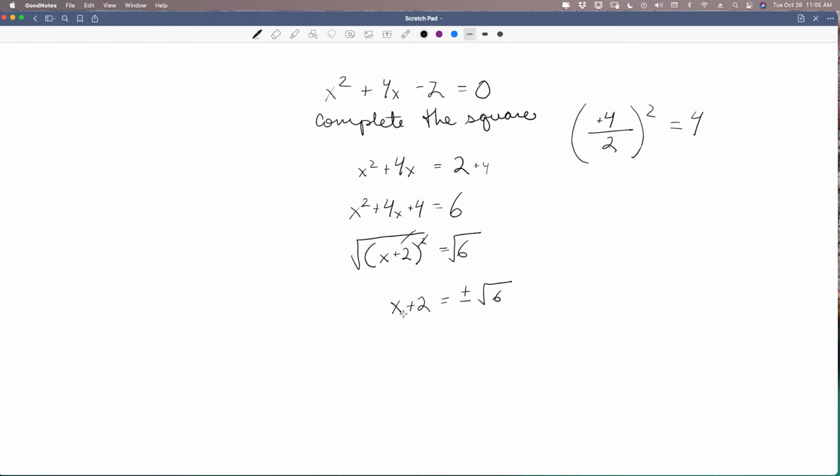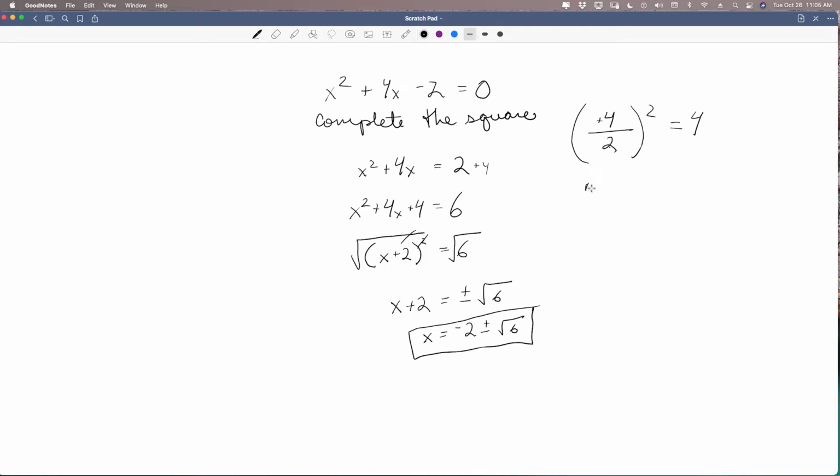We want to get x all by itself because we want to solve for x. So we subtract 2 from both sides and we get negative 2 plus or minus the square root of 6, and that is our answer. And that is how you complete the square.